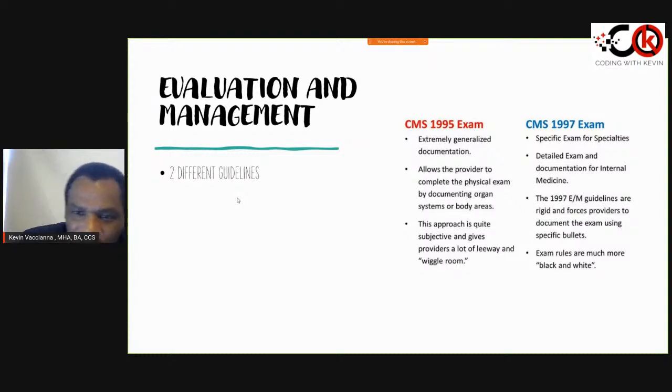And something that we're going to go over tonight, further on down the road, is the 2021 change that's upcoming. So look out for that presentation here in a second.